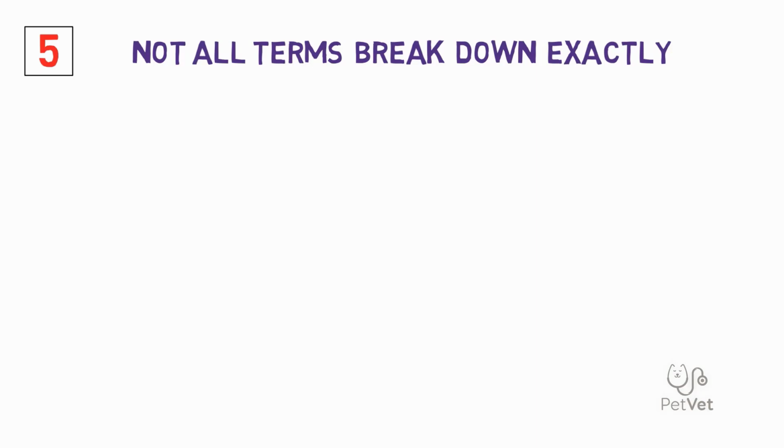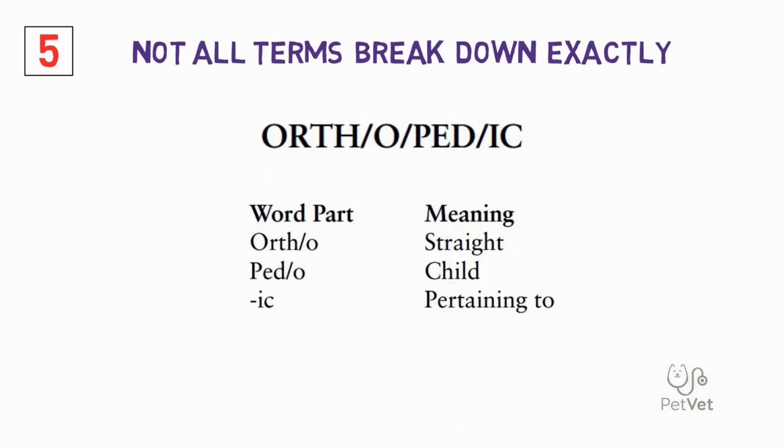To illustrate this rule, we will look at the term orthopedic. You, or a friend, may have been seen by an orthopedic surgeon or orthopedic specialist. Usually people associate this term with bones and joints. However, if you break the term down literally, that doesn't make sense. If using the basic rules of medical terminology to define this term, then the definition would be pertaining to a straight child. It is for this reason that we must create special definitions for certain terms.